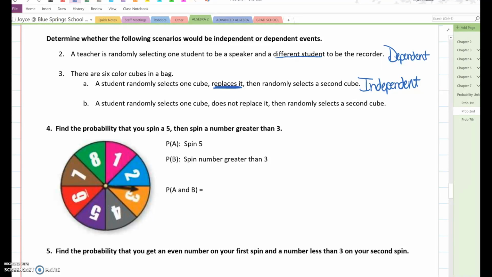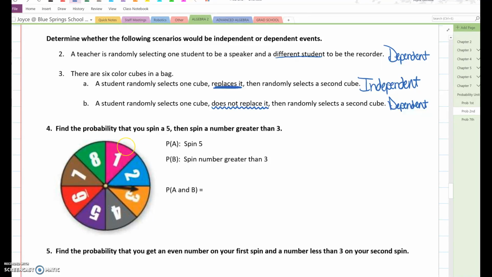A student randomly selects one cube, does not replace it, then randomly selects a second cube. That one would be dependent. Because if there's 6 color cubes in the bag, you pick one out, you don't put it back, now there's only 5 in the bag. Whatever you pulled out on the first pick will affect what your options are for the second pick.